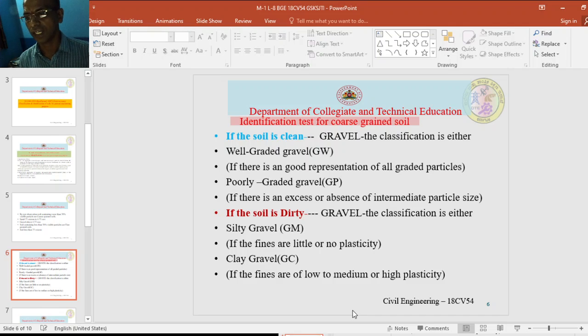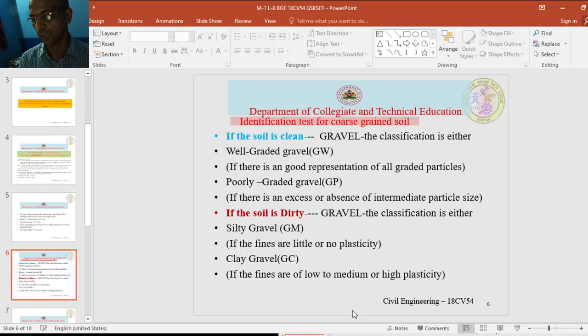Now, the identification test for coarse grained soil: if a soil is clean gravel, then the classification is either well graded gravel, or, if there is no good representation of all particle sizes, then we call it poorly graded, as I explained in the classification of soil by gradation curve. If a soil is dirty gravel, then the classification is silty gravel, GM. If the fines are clayey, then it is called clayey gravel.